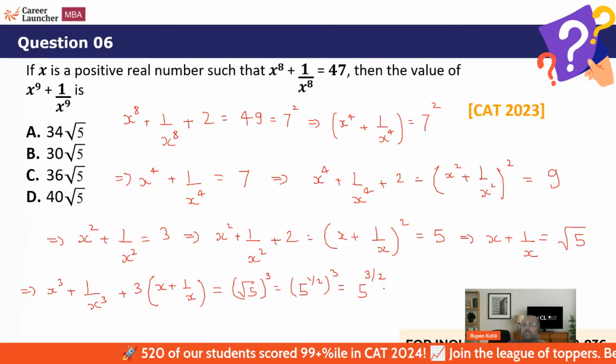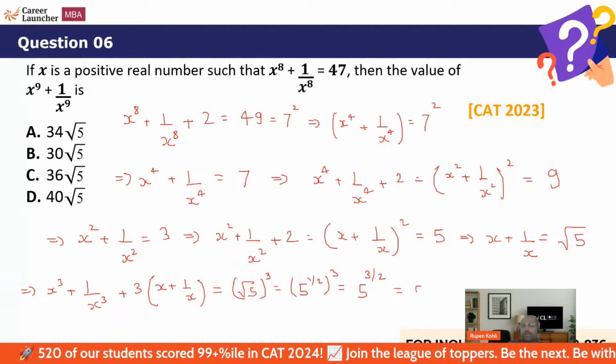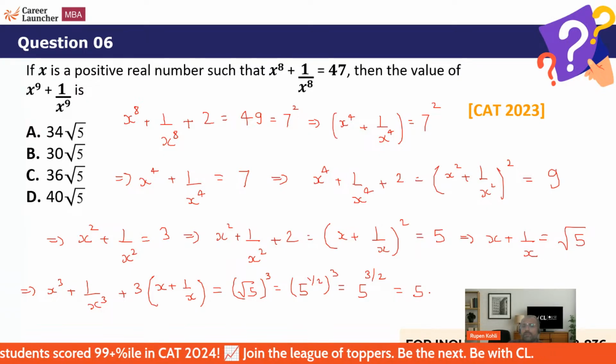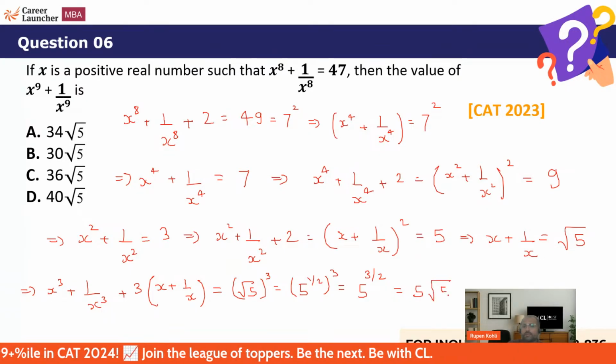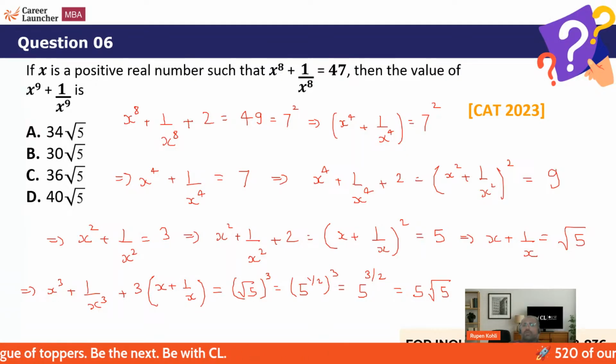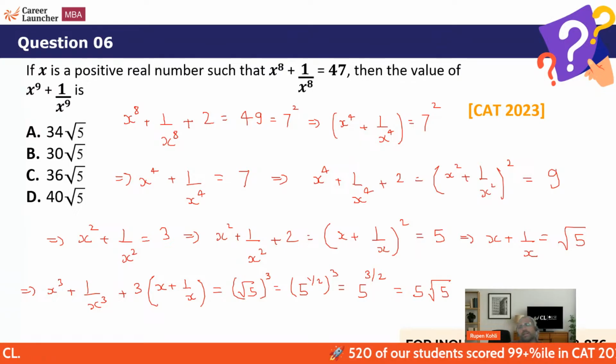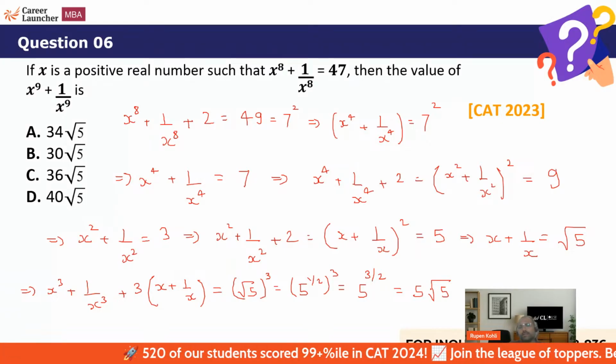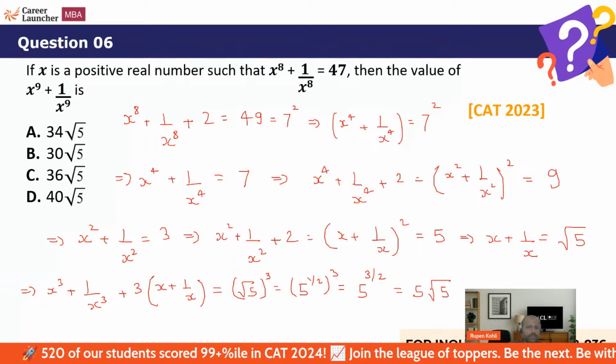So 3 by 2 means 1 plus half. So 5 power 1 means 5 into 5 power half, which means root 5. I just explained in case anybody has any doubt. Root 5 whole cube means 5 root 5. I hope that is making sense to all of us. I have just explained to the very basic level why it is 5 root 5.